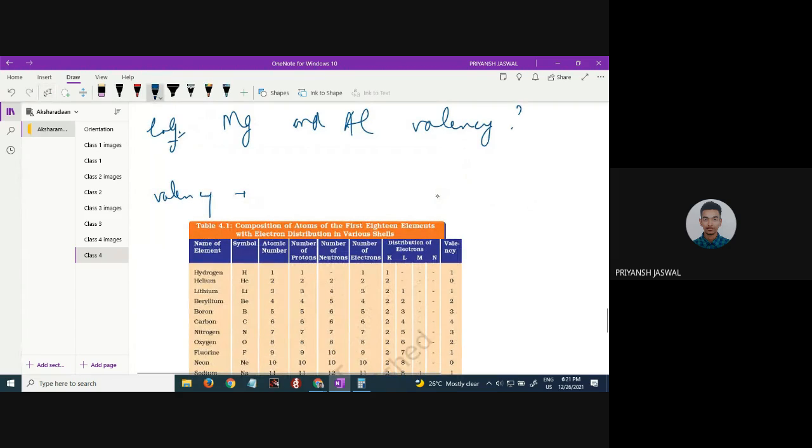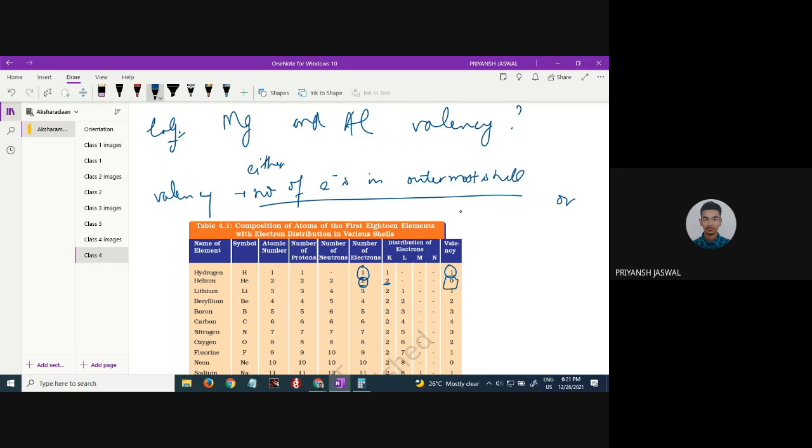So, valency is either the number of electrons in the outermost shell, or there is one more case. Like here, for example, for hydrogen there is 1 electron, so valency is 1. For helium there are 2 electrons in the K shell, which is the capacity. So this is least active regarding chemical interaction, so the valency is 0 because it is already stable in itself.